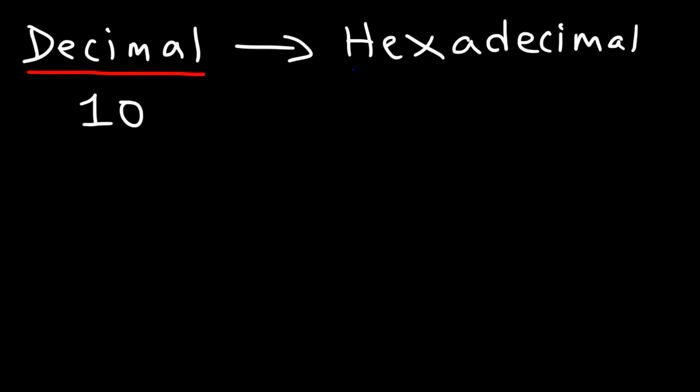Now what about the hexadecimal system? Notice that it's composed of two words, hexa and decimal. Hexa corresponds to 6. Decimal, as we can see here, corresponds to 10. And so if we add 6 and 10, this will give us 16. So the hexadecimal numbering system is a base 16 system.